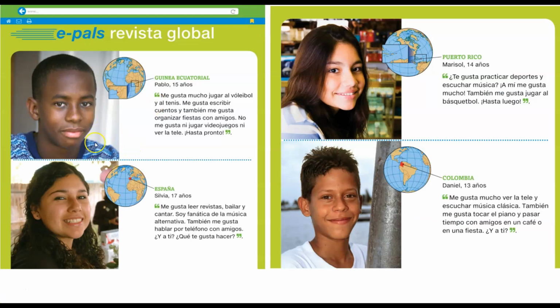So let's read these and see if you can understand, right? They're very similar to words inside that are similar to English, cognates that we talked about.